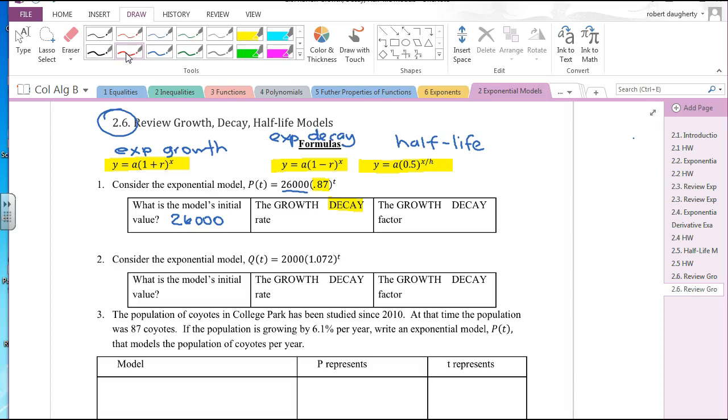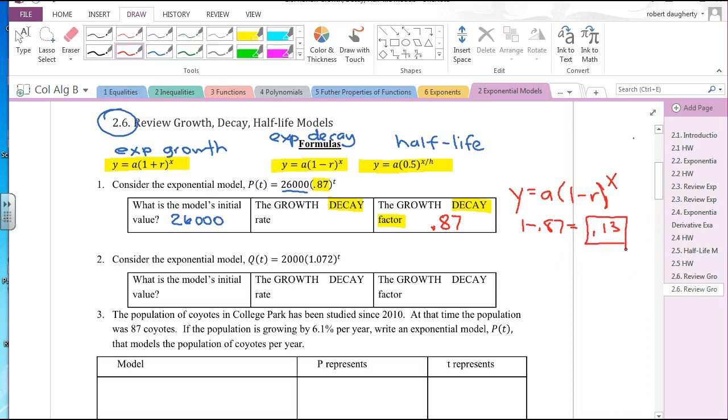The growth or decay rate, okay? It's easier to figure out the growth or decay factor, because that's just copying down the number inside the parentheses. 0.87, that is the decay factor. To find the decay rate, I need to put it in the form of the equation. The form of the equation was y equals a times 1 minus r to the x. So that 0.87 needs to be written in the form 1 minus r. If you figure out 1 minus 0.87, that is 0.13.